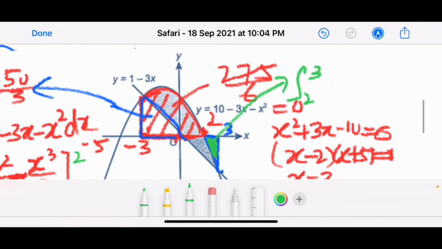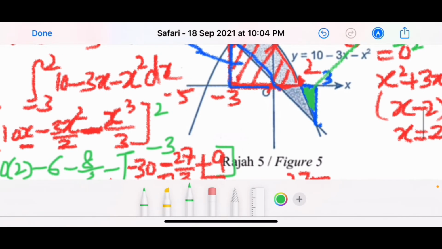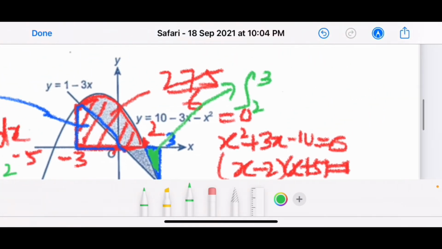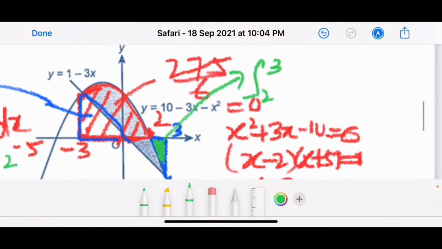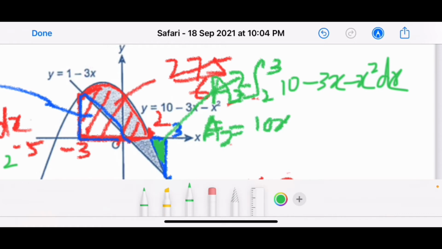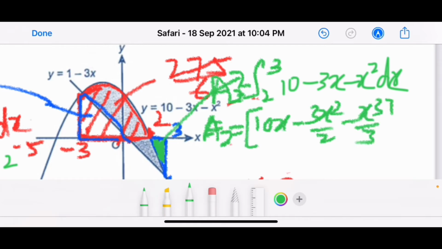For the integral, we can use back the one we did just now. It's just that the limits will be changed. So let's integrate again, 10 minus 3x minus x squared dx. I'm going to show you how to find the area for the green one, which is under the curve. This area A2 is equal to 10x minus 3x squared over 2 minus x cubed over 3 from 2 to 3.